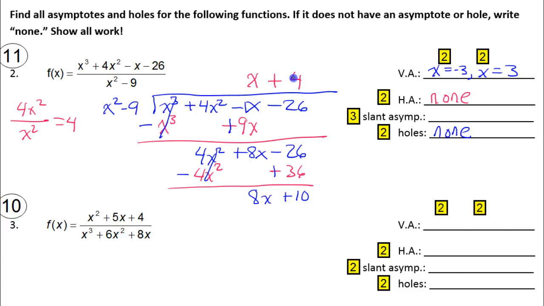Now I'm already at the constant. That means this is a remainder. So this quotient up here is going to tell me the slant asymptote. I'm going to ignore the remainder, and looking at this quotient of x plus 4, I'm going to write slant asymptote is y equals x plus 4. And that's it for problem number 2.